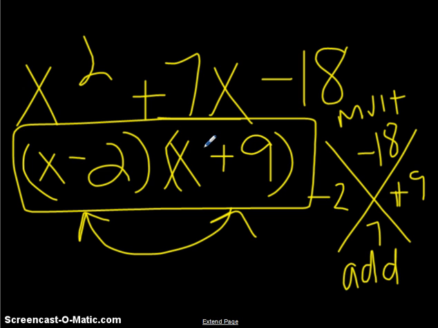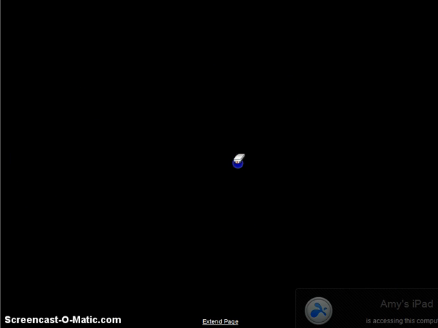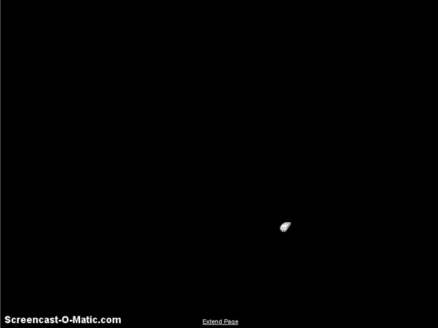So that is factoring in x squared plus bx plus c form. So hopefully it made sense to you guys. You were able to get the notes down, and then tomorrow in class we will practice.